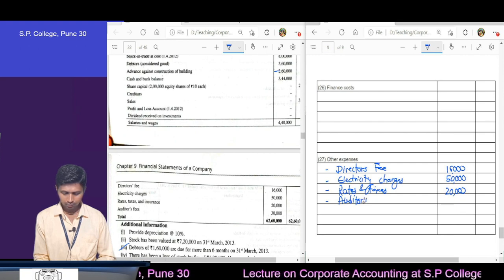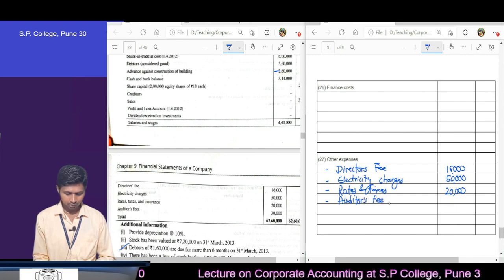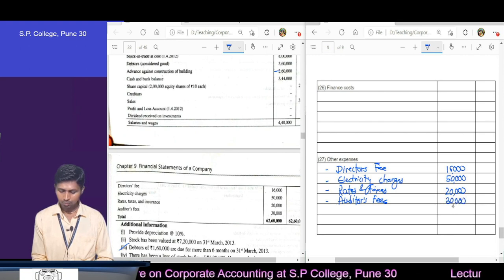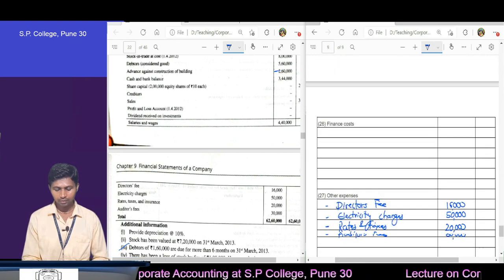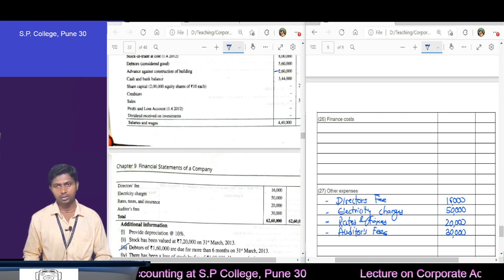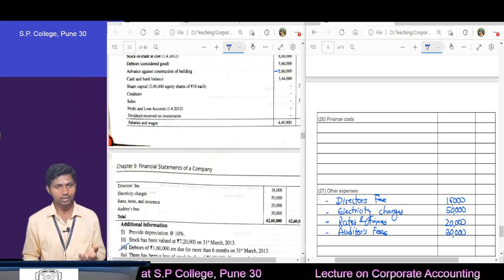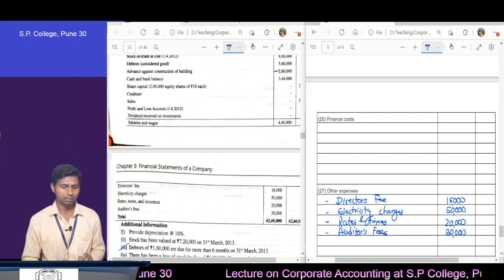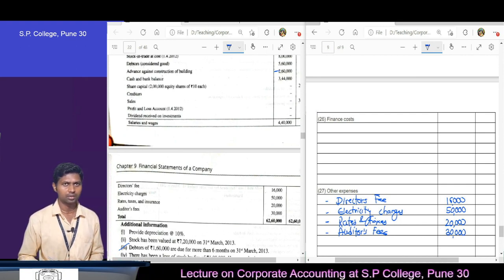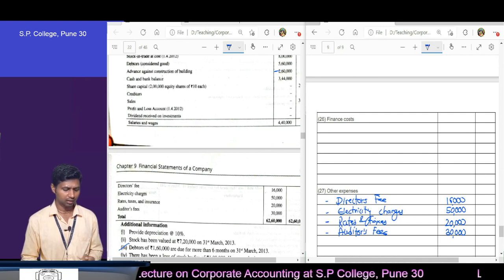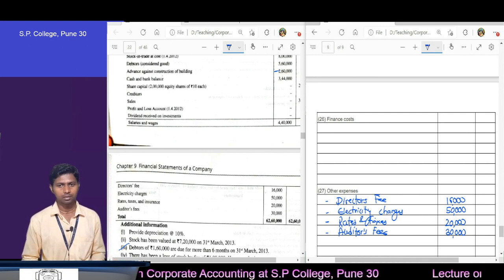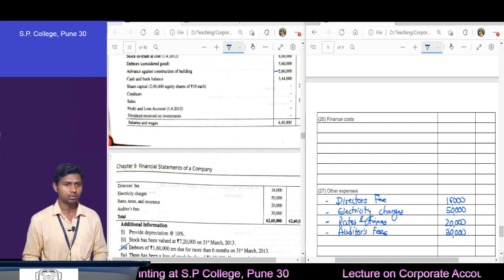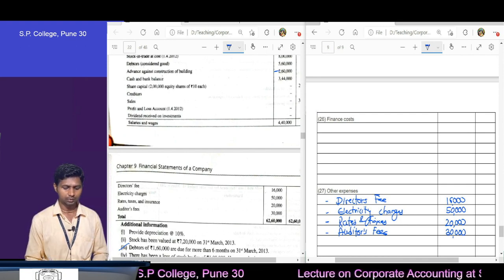Auditor's fees 30,000 rupees. In some books you will find auditor's fee also in employee benefit, but auditors are not the employees of the company. If it is the internal auditor's salary, then you can write that in employee benefit, but these are not the internal auditors of the company. Then what are they? They are external. If nothing has been mentioned, then I assume that these are the external auditors and write those fees in other expenses.